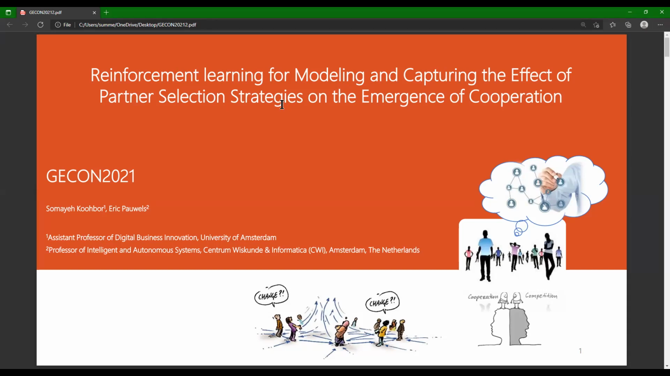Another year. So I'm here presenting a new paper related to reinforcement learning. Basically, what I'm trying to do is model and capture the effect of partner selection strategies on the emergence of cooperation. This is a joint work between me and my supervisor, Professor Eric Powell, who is a group leader at CWI, the Center for Mathematics and Computer Science in Amsterdam.